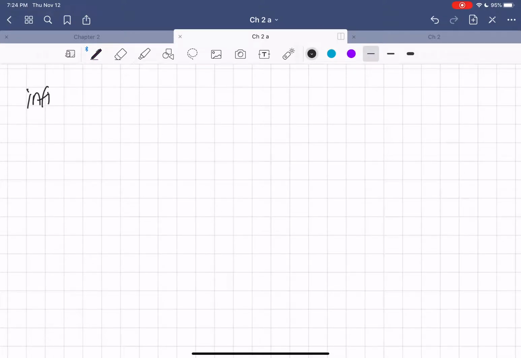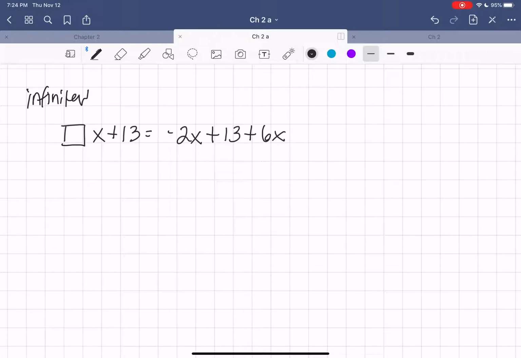This is the next one. Okay, they want infinitely many. That's what that says. Box x plus 13 equals negative 2x plus 13 plus 6x. So these ones are nice because even if you're not reading wrong, when they have the 13s, you know it's going to be infinitely many solutions. I hope you forget what I just said because it's not helpful at all, okay? Ignore that. Don't go back.